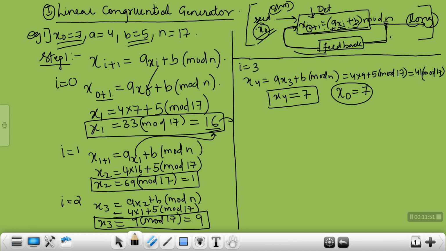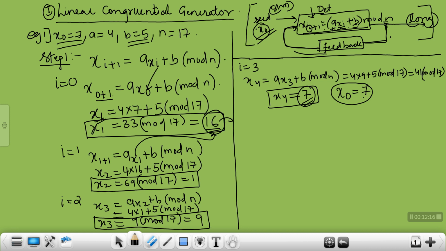We had started directly with step number 1, where we computed x1, so we had not considered x0. Here you can consider this x4 because our x0 value was 7, which we had not considered previously. If we had considered it previously, then we could not consider the x4 value because it would be a repeating value. 7 is repeating again. Now, to verify what number is generated after 7: after 7 we have generated the number 16.